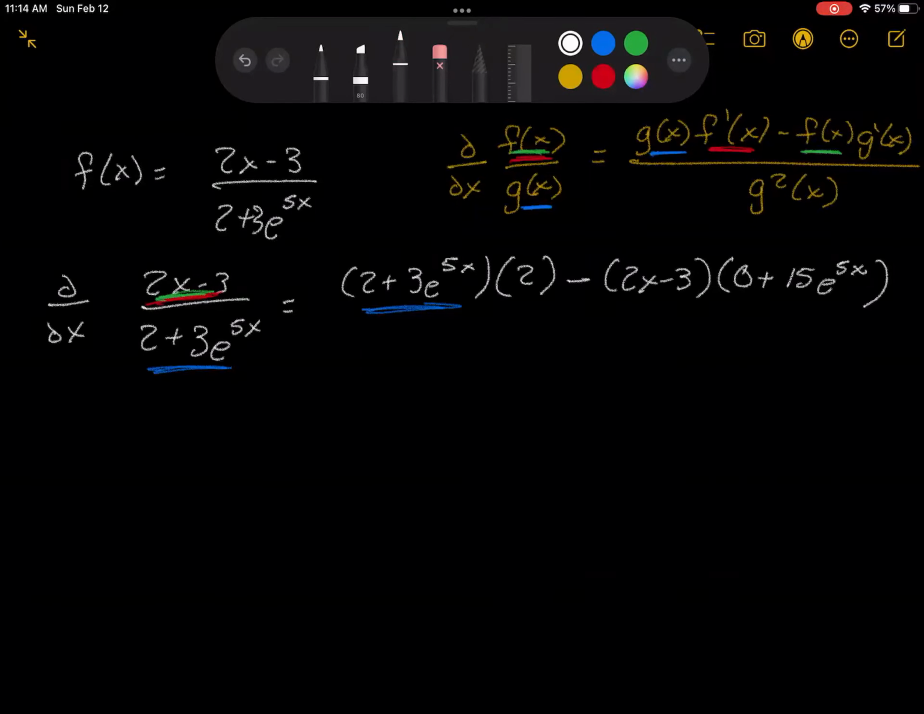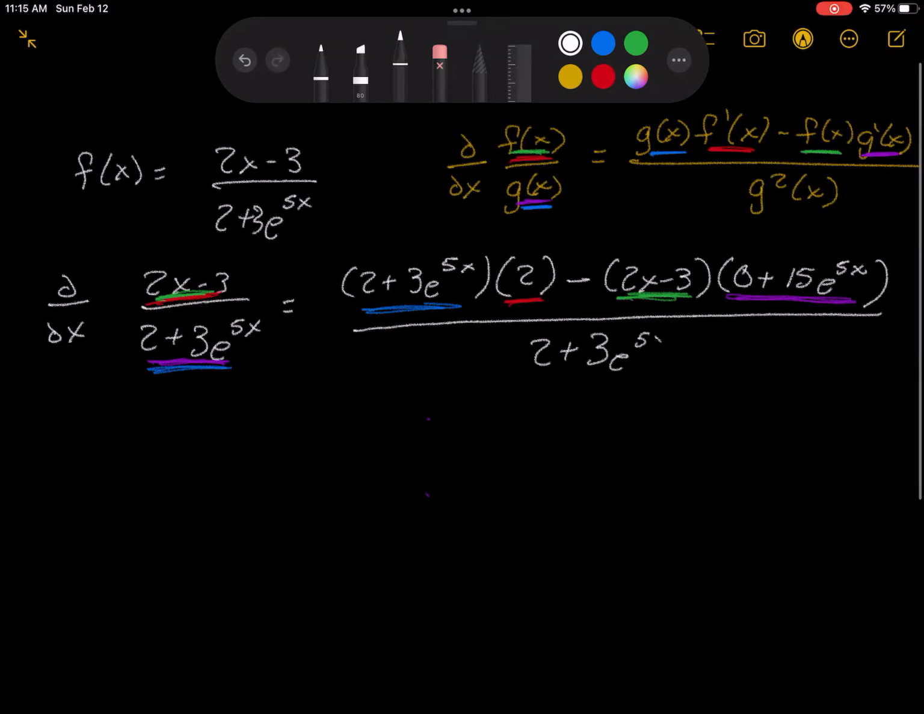I'm running out of colors here. D low, and then all over. Oop, I haven't been paying attention. This was red, the derivative of the numerator. This was green, the copied down numerator. And I'm never going to find that purple again. This was the derivative of the denominator. All right, so low d high minus high d low all over low low. So 2 plus 3 e to the 5x squared. Right? That's your derivative.